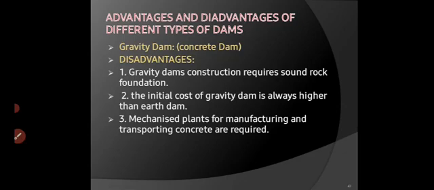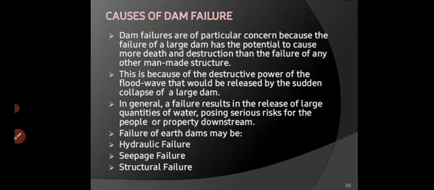So what are the disadvantages? A gravity dam requires a sound rock foundation. The initial cost of a gravity dam is always higher than that of an earthen dam. Mechanized plants for manufacturing and transporting concrete are required. So these are the constraints of the gravity dam.